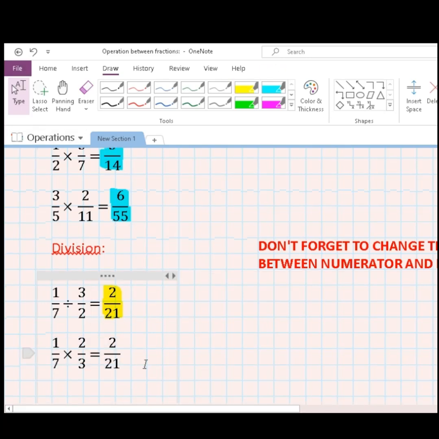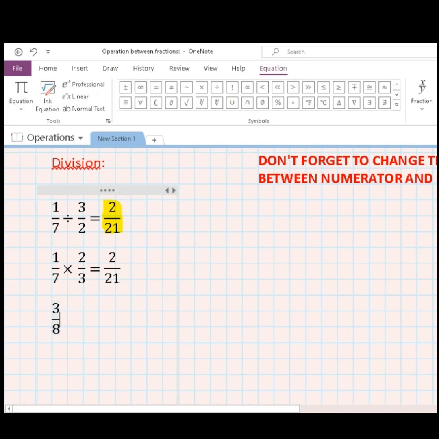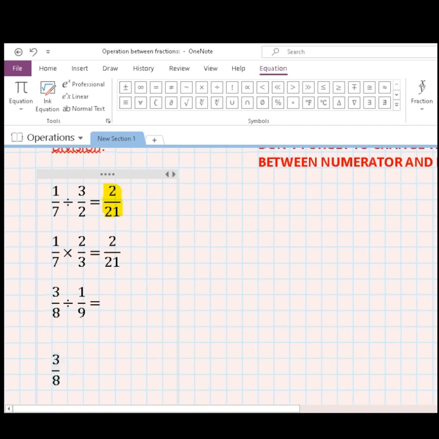Okay, excellent. Okay, let's try by yourself. Do this one. It could be, I don't know, 3 over 8 divided by 1 over 9. Okay, excellent. Try it by yourself. 5, 4, 3, 2, 1. Okay, then remember to change the position of the second fraction, as we can see here. And then we're going to change this position. 3 over 8 times 9 over 1.